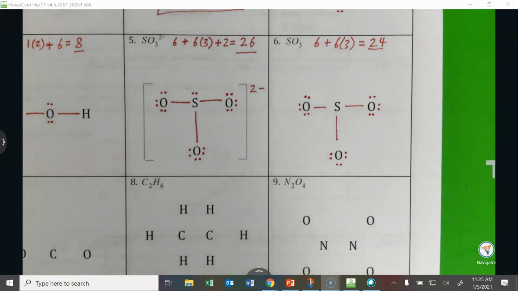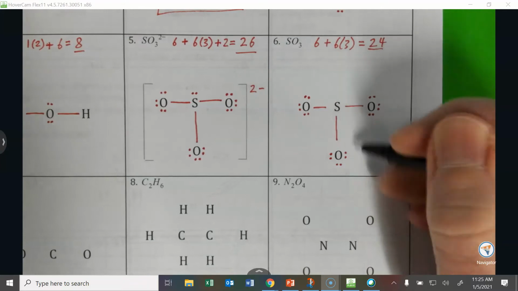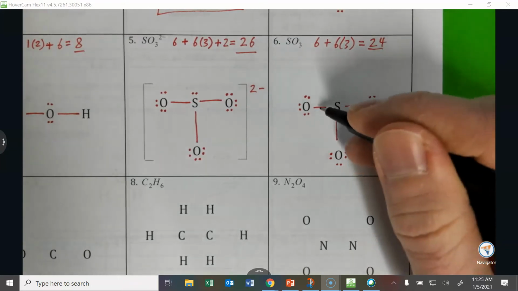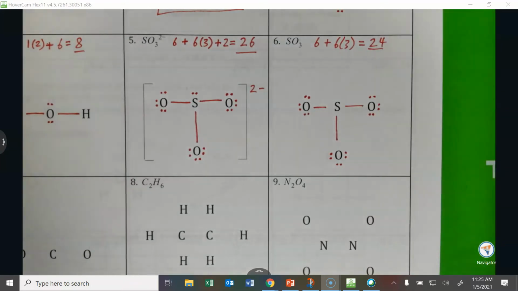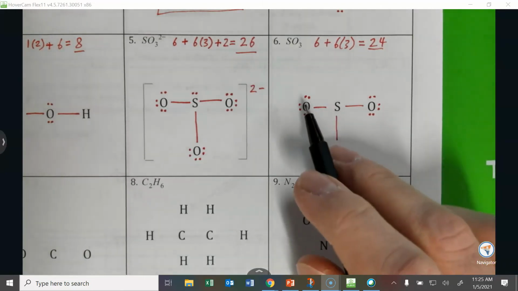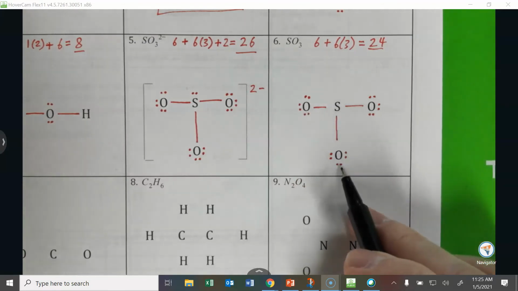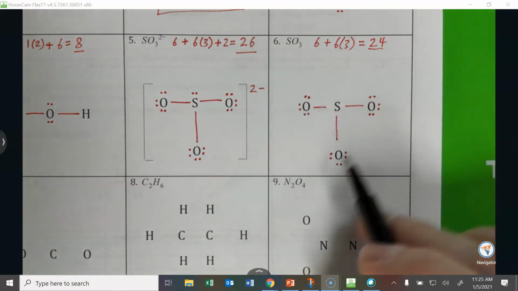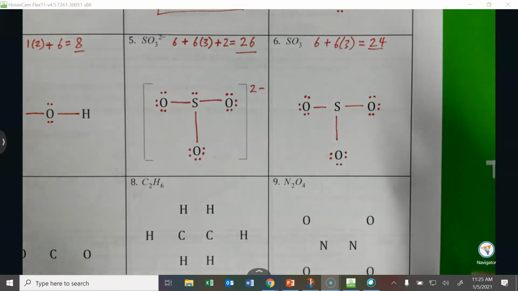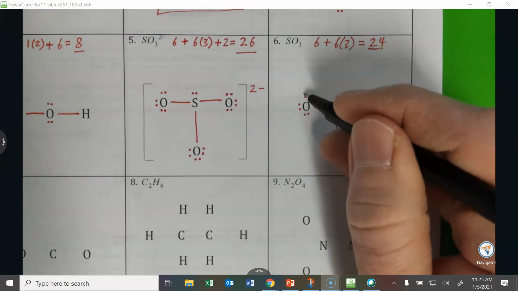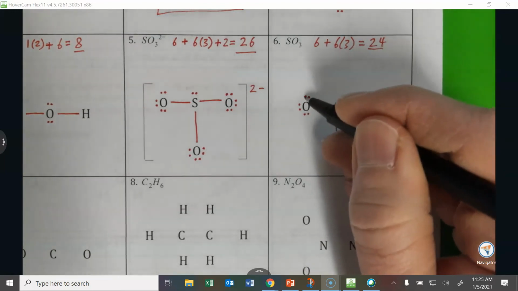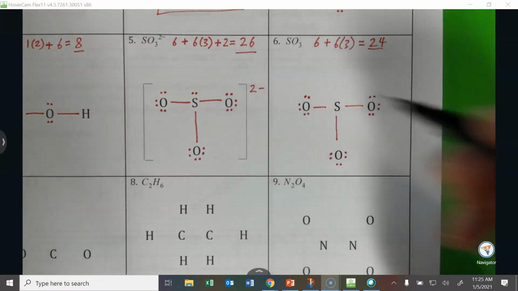The next thing that you do is ask if everyone's happy. Well, every oxygen is, but sulfur only has 6. Remember, they want to get 8. So what I can do is pick any of these oxygen atoms and have it share a pair of electrons. I'm going to go with this pair of electrons and move it down here to make a bond.